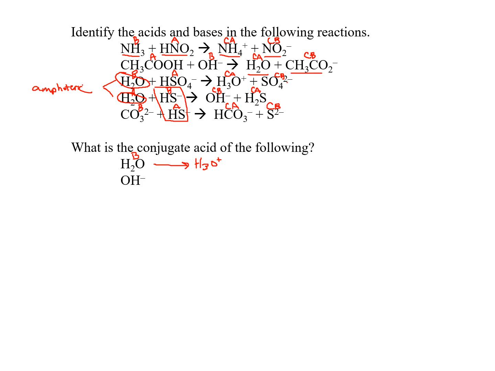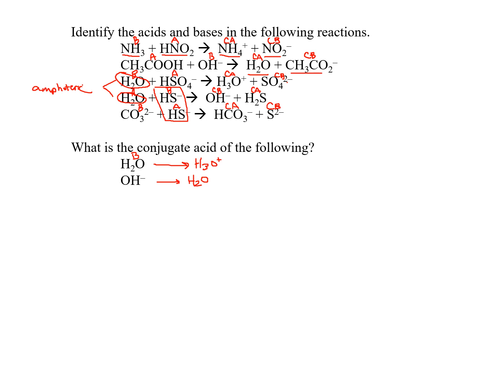OH negative. What's the conjugate acid of OH negative? So again, if I want you to figure out the conjugate acid, then I want you to think of the substance as a base. And if it's a base, what do bases do? They accept H positives. So if I put an H positive onto OH negative, what do you get? You get H2O, right? Because the positive and the negative would cancel each other out and you just get H2O.